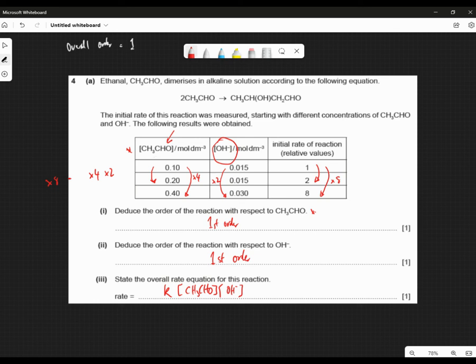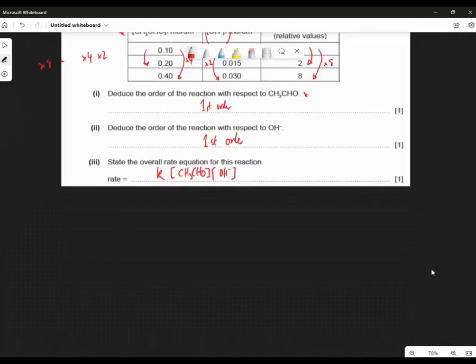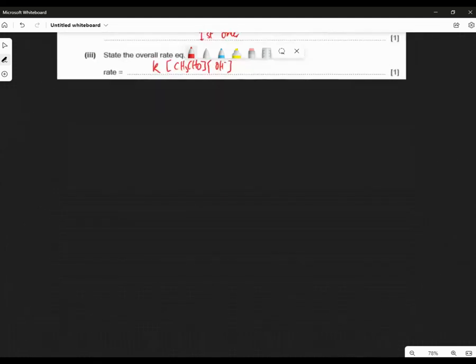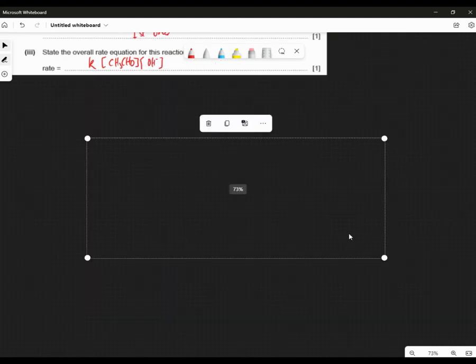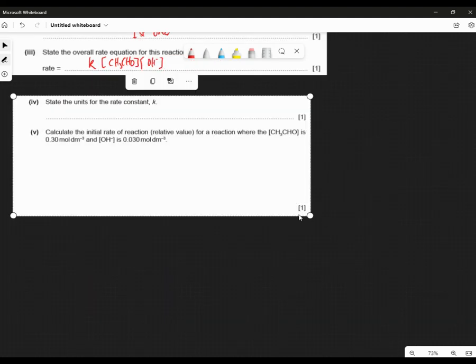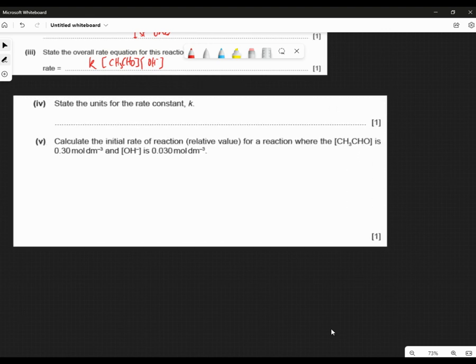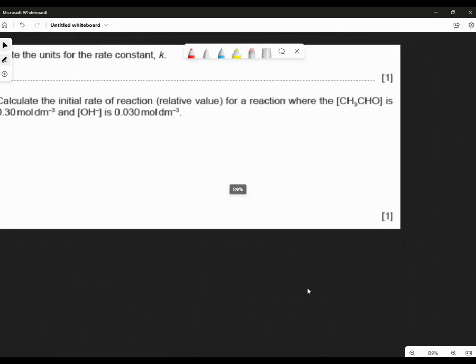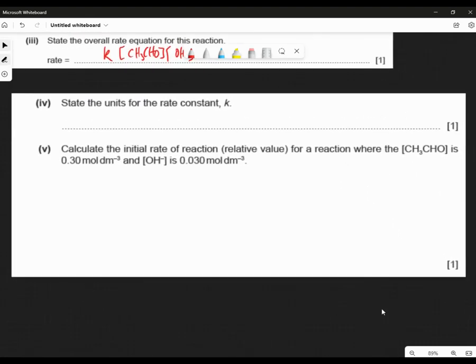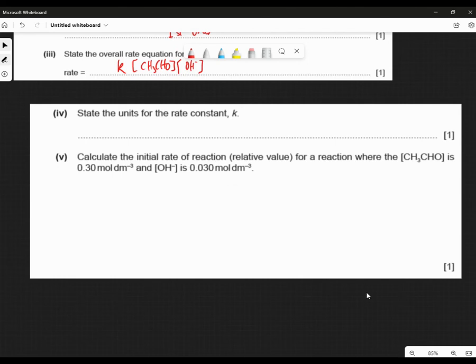Often then they'll ask us to state the units of the rate constant, and they do here. You'll see in a minute once I manage to paste it on. Here we go. All right, there we are. And the first thing it does, it asks us to state the units of the rate equation.